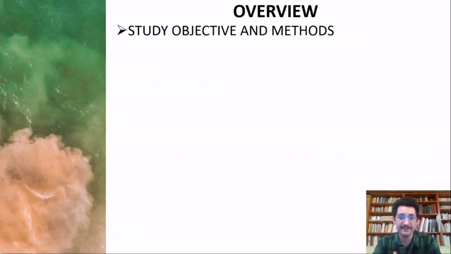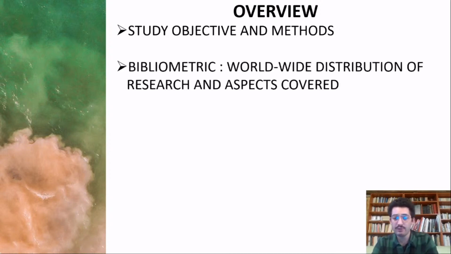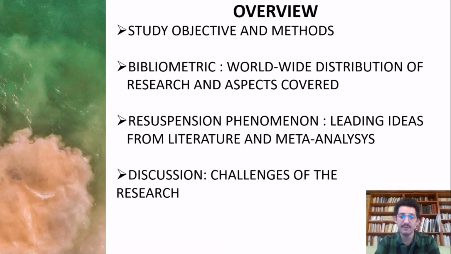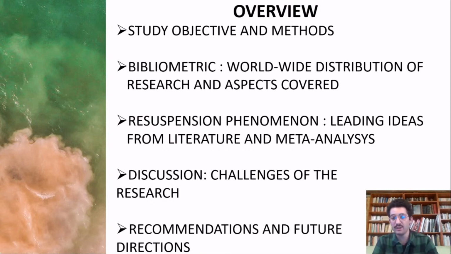First, we will define the study objective and the method that we use to review the literature. Second, we will present some bibliometrics about the worldwide distribution of the research on the resuspension phenomenon and the aspects that are covered by the literature. Third, we will explain the main ideas from the literature about the resuspension phenomenon and the main results from the meta-analysis that we made. Then we want to discuss these results and extract the main challenges of the research in future studies, and also make some recommendations and suggest future directions for research.